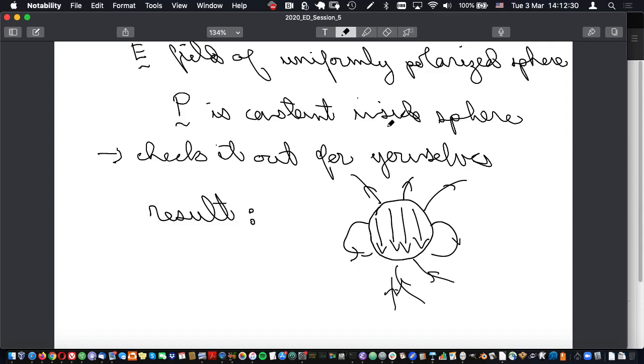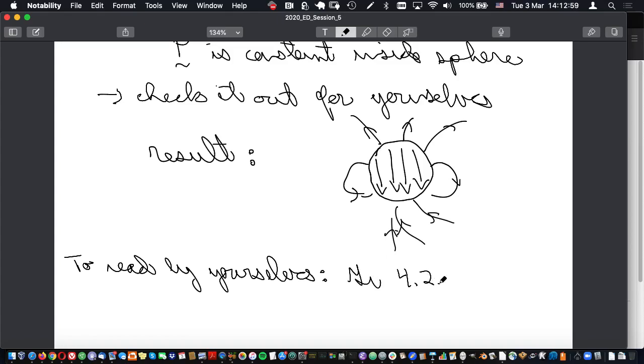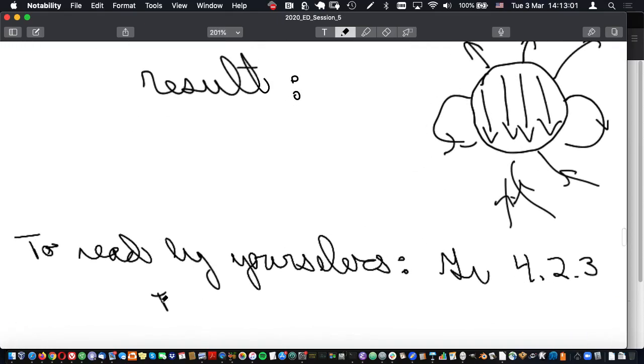Another thing which is, perhaps, beautiful but slightly academic, is the section on the field inside a dielectric. Again, I'll let you read this by yourselves. It's a slightly subtle argument. In Griffiths, it's subsection 4.2.3, the field inside a dielectric.